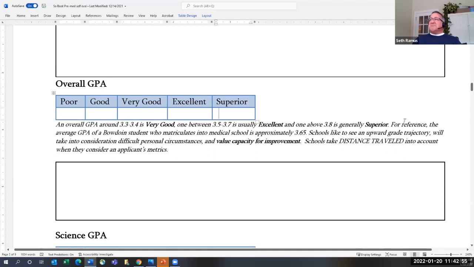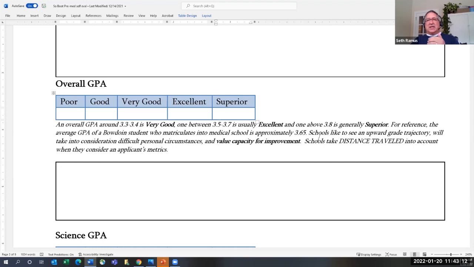I can say that an average GPA of a Bowdoin student who matriculates into medical school is approximately a 3.65. This doesn't mean that you're not going to get in if you have below a 3.65 or that you're definitely getting in above it. Like I said, I have students with 3.9s and above who don't get in, and I have students with 3.2s and 3.3s who do.